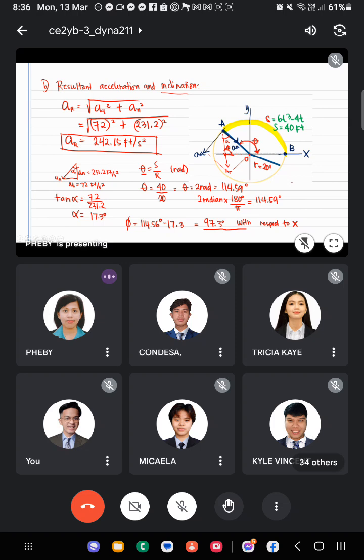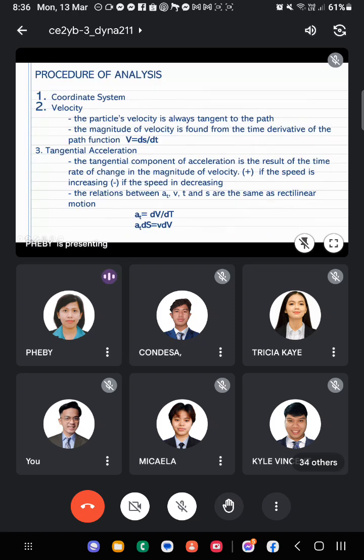Let me remind you again, our curvilinear motion is just like rectilinear motion. The only difference is that it is on a curved path, therefore it has x and y components, like our projectile motion. So its acceleration has normal and tangential components. Okay, moving on. The procedure of analysis uses a coordinate system. Velocity is ds over dt, and AT is dv over dt, the first derivative of velocity with respect to time, or A ds is equal to V dv. If you notice, its formulas are the same as in rectilinear motion that we discussed last time.